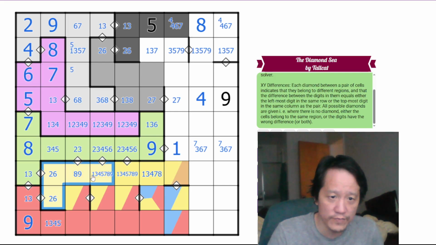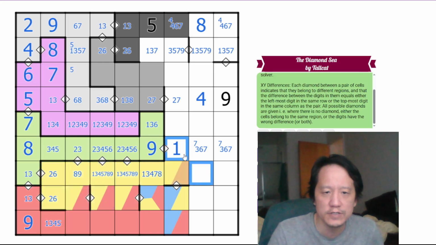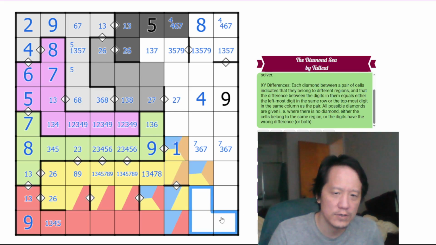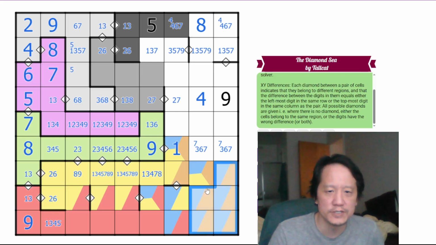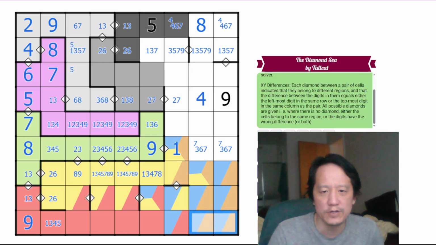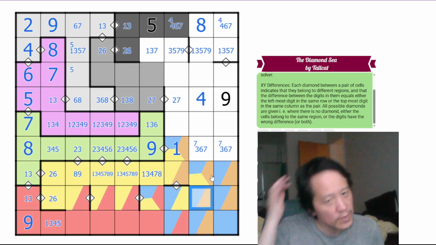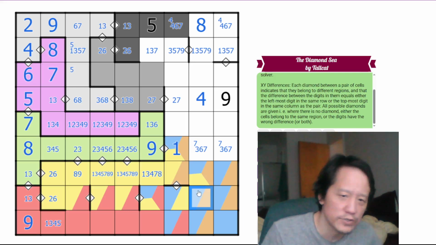1, 2, 3, 4, 5, 6, 7, 8, and yellow could extend to here. So this could be yellow. This could be orange. Technically, it could be blue here also. We don't know. Red cannot get to here. So this is blue or orange, essentially. But we're going to mark this as blue. Should we? I don't even know.